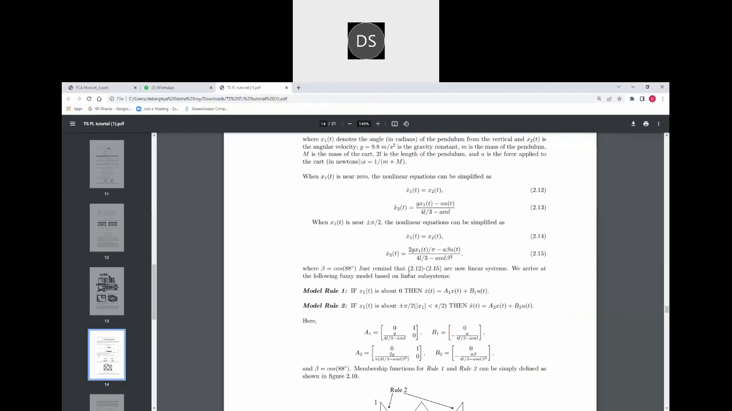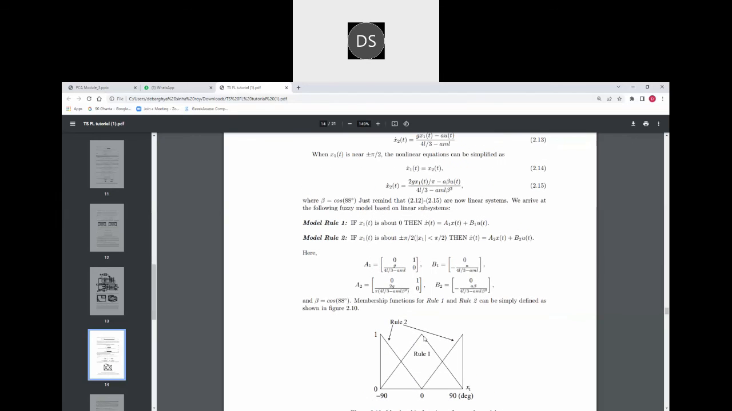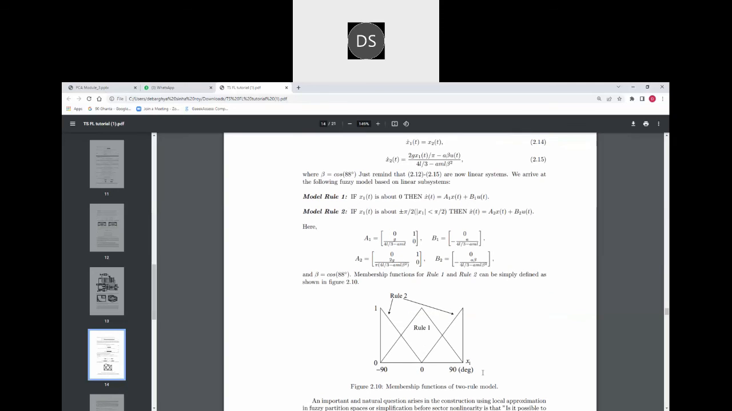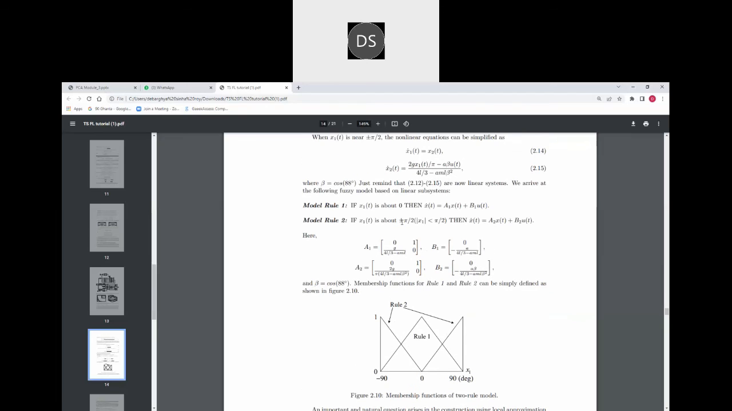The beta is a constant which is cos 88 degrees, which we got using the approximation near these values. Because there are two rules, the membership functions can be defined here, at minus 90 and plus 90. When it is minus 90 to 0, and 0 to 90, in both cases rule 2 will be applicable, as it will be a little less than pi by 2. And when it is around 0, we will use rule 1, and in between them we can use fuzzy rules.